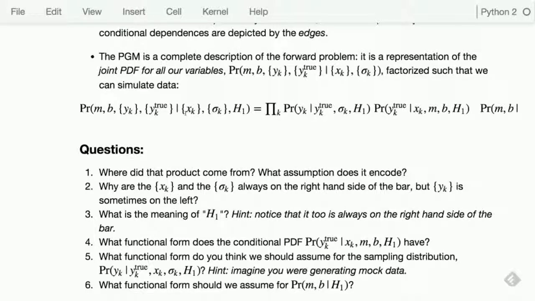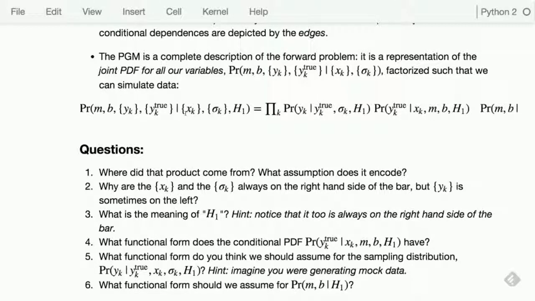All right, thank you. Okay, so why are the xk's and the sigma k's always on the right-hand side of the bar in this expression? What does it mean to be on the right-hand side of the bar? Given. Exactly, they are given to us. We decided them. We designed the experiment so that they would be fixed constants, which we then just go ahead and use. Right. So they're always given xk and sigma. But the yk is sometimes on the left, sometimes on the right. What does that mean about yk?